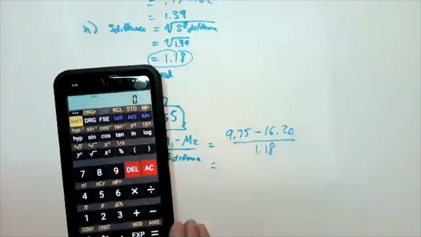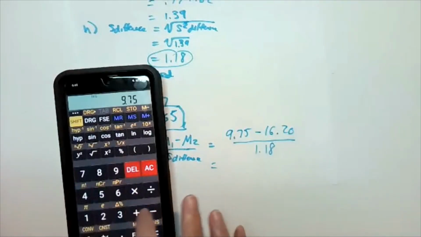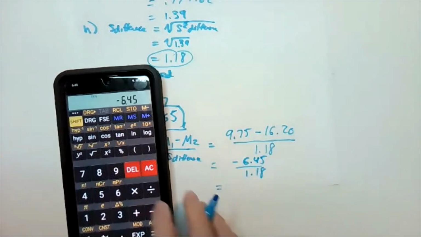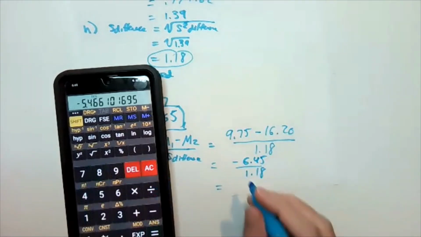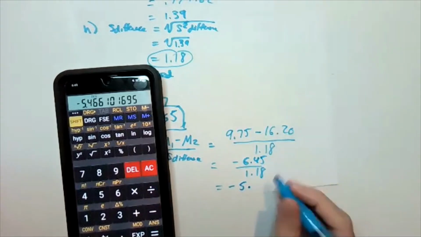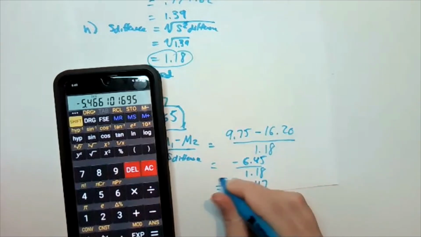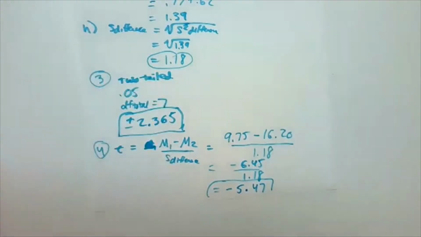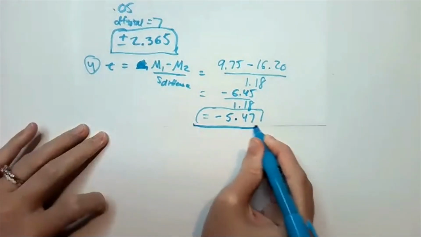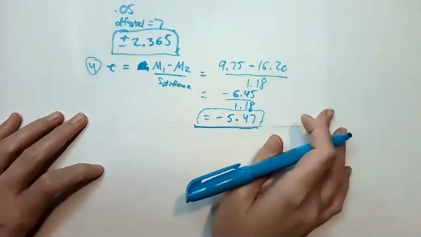And so we can go ahead and do the subtraction. And we'll get negative 6.45 divided by 1.18. And we're going to get negative 5.466, or negative 5.47 once we round that. And so this is going to be our sample score. And so our very last step of our hypothesis testing procedure here is going to be to make our decision about whether we're rejecting or failing to reject our null hypothesis here.